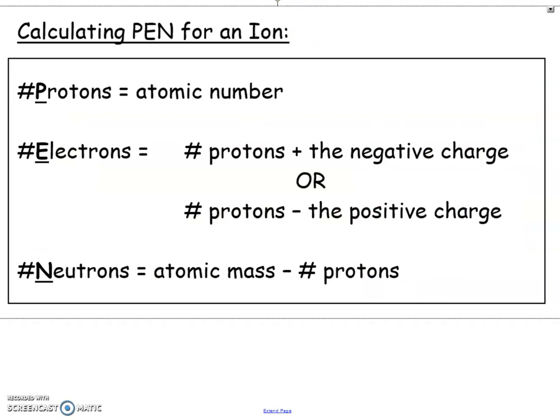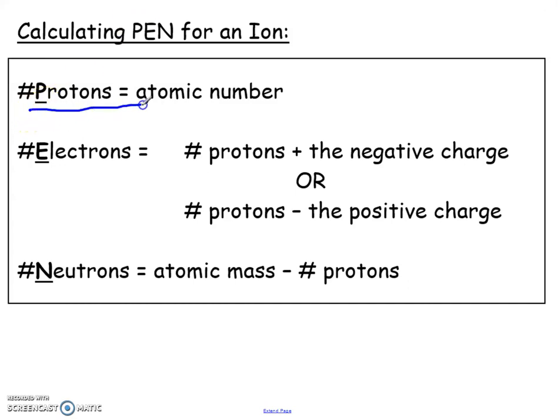So how are we going to calculate the number of protons, electrons, and neutrons for an ion? Protons is exactly the same. Protons does not change; it's your atomic number. The way that we solve for the number of neutrons also does not change. Your neutrons is your atomic mass minus the atomic number, which is your number of protons. But for your electrons, you have to consider how many have been either gained or lost. So you either add in electrons or remove some electrons.